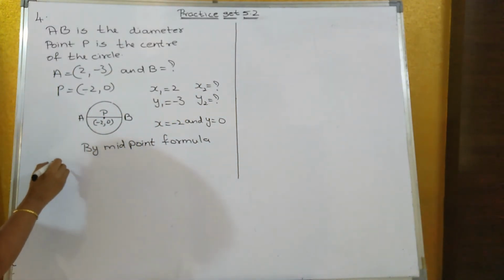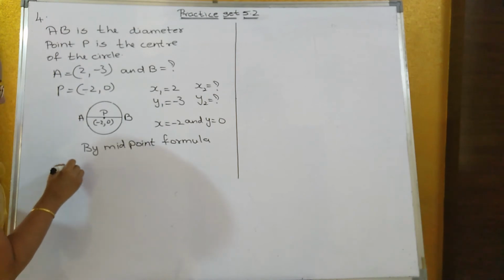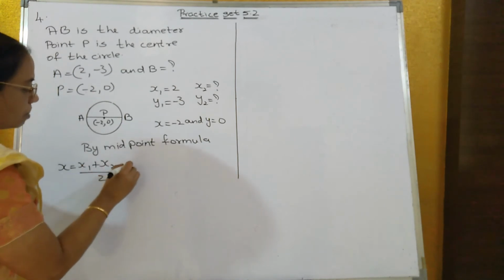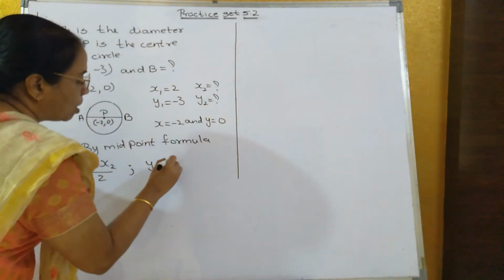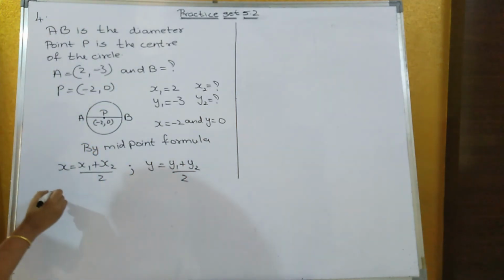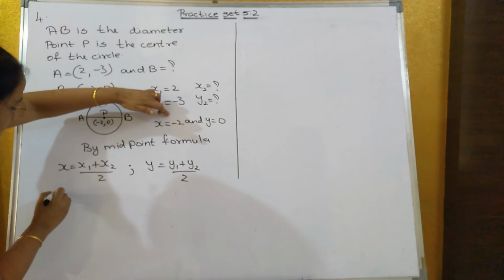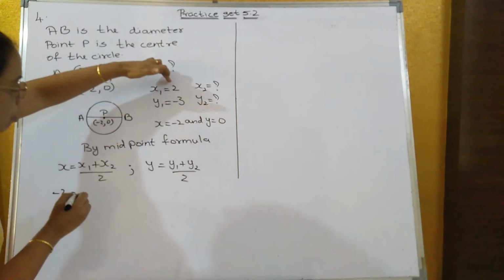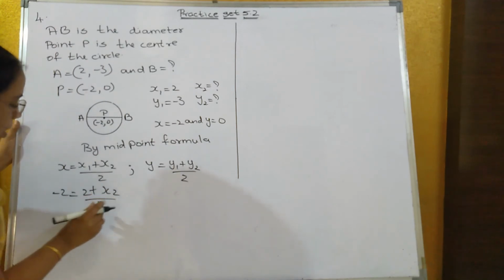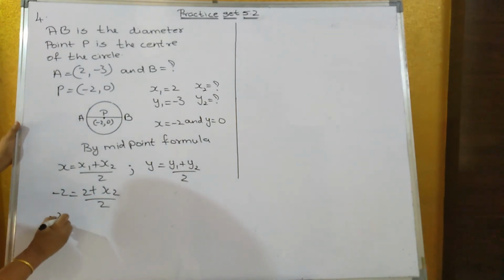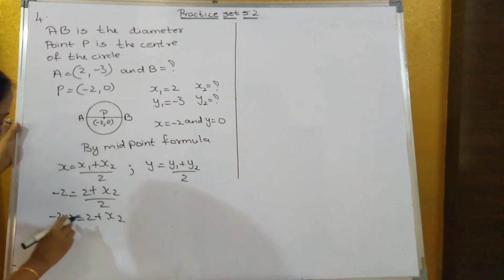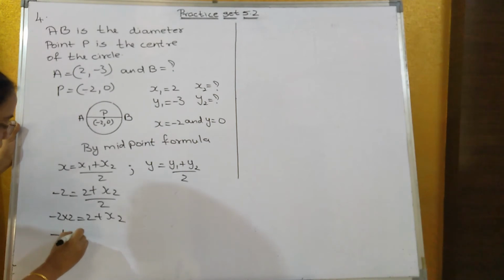So we have to find out the coordinates of B, that is x2 and y2. By midpoint formula, x is equal to what? x1 plus x2 upon 2. Similarly y is equal to what, y1 plus y2 upon 2. Now x is already given, x is equal to minus 2, x1 is 2, but x2 is not given, so we will keep it as it is. Now take this 2 on this side, you will get minus 2 into 2 is equal to 2 plus x2. So minus 2 into 2 is minus 4 is equal to 2 plus x2.